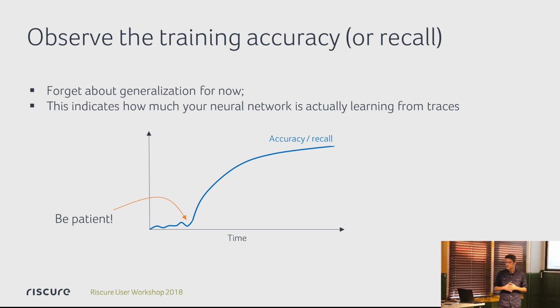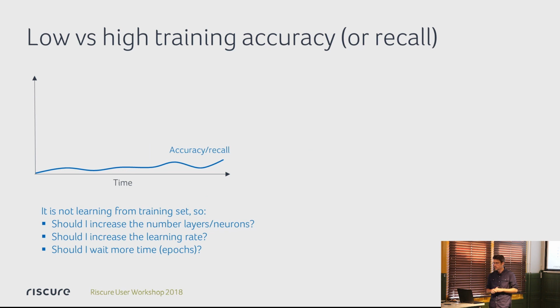So observing metrics like accuracy and recall is very important to define where we need to go when you are trying to tune your neural network. First, you need to forget about generalization, because what you need is a model that learns from data. The learning curve can start quite late. So be patient when you are doing the model training, because it can take several epochs, several iterations until it starts learning.